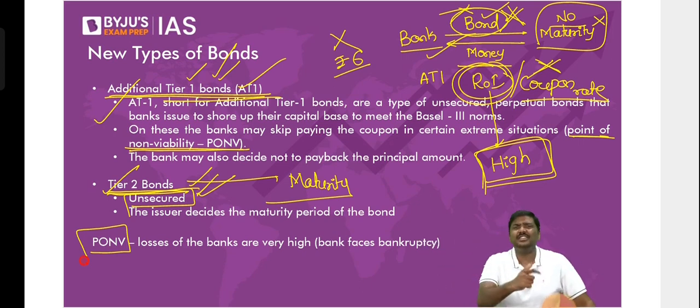Now, many of you will be thinking, sir, why is this feature given? Why is the feature of PONV given to the additional tier 1 bond and the tier 2 bonds? Right? Why this feature? Let me explain to you in a very simple manner.